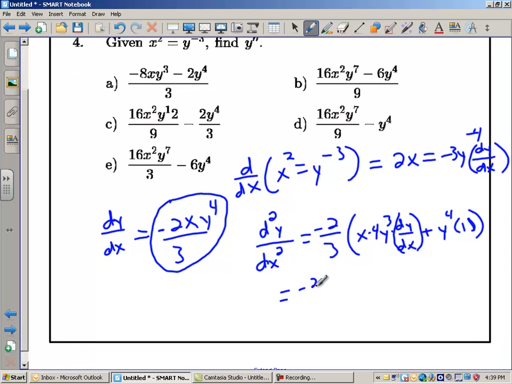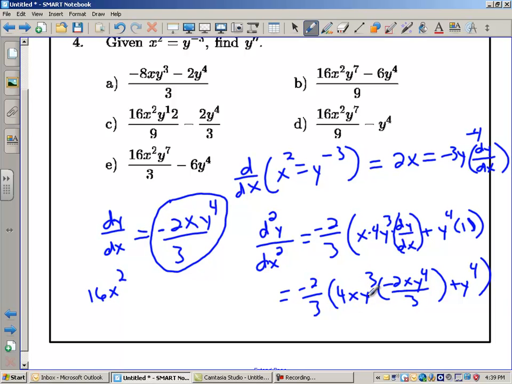So I'm going to have negative 2/3 times 4xy cubed. And then here I've got negative 2xy to the 4th over 3. And then plus y to the 4th. So let's see if we can't simplify this a little bit. So I've got negative 2 times 4 times negative 2, that is 16. I've got an x and an x, and that's going to be an x squared. Then I've got a y cubed and a y to the 4th, so that's a y to the 7th.